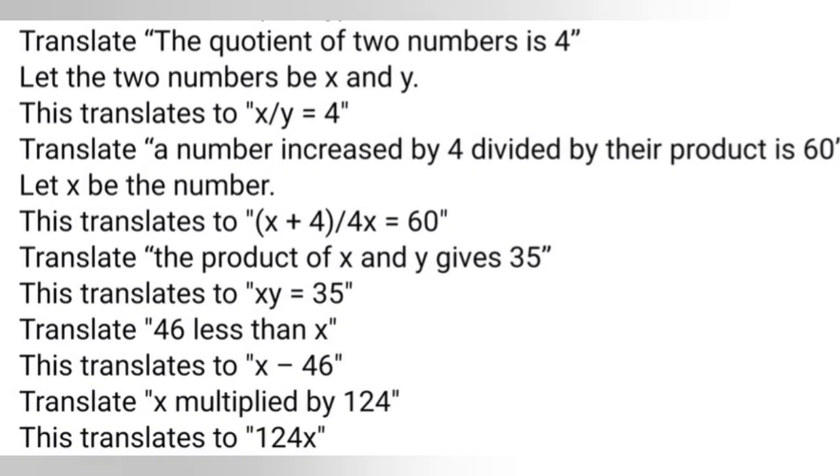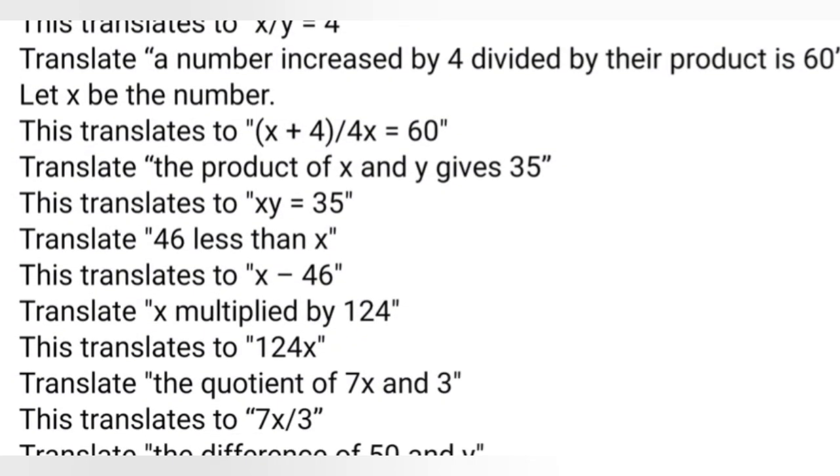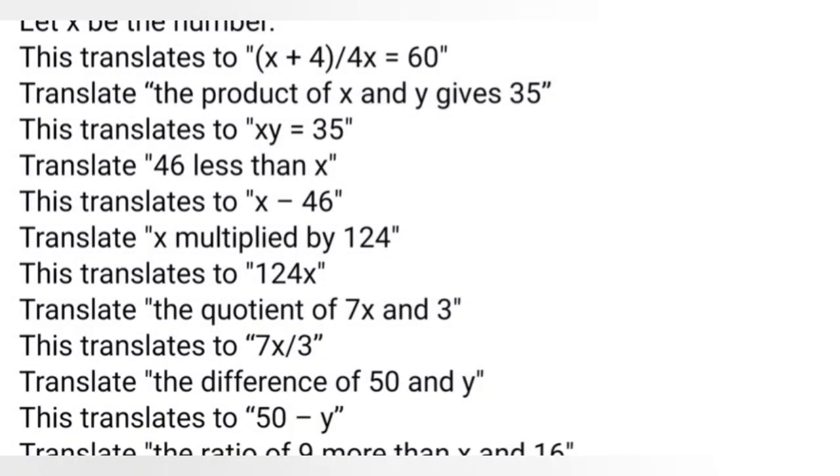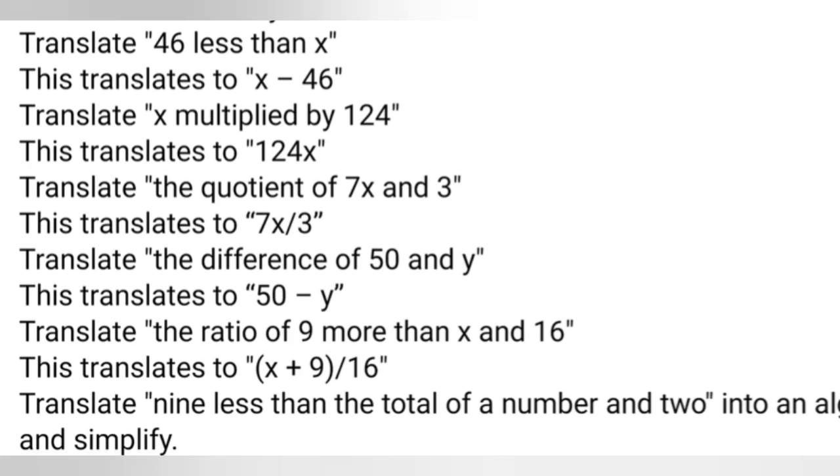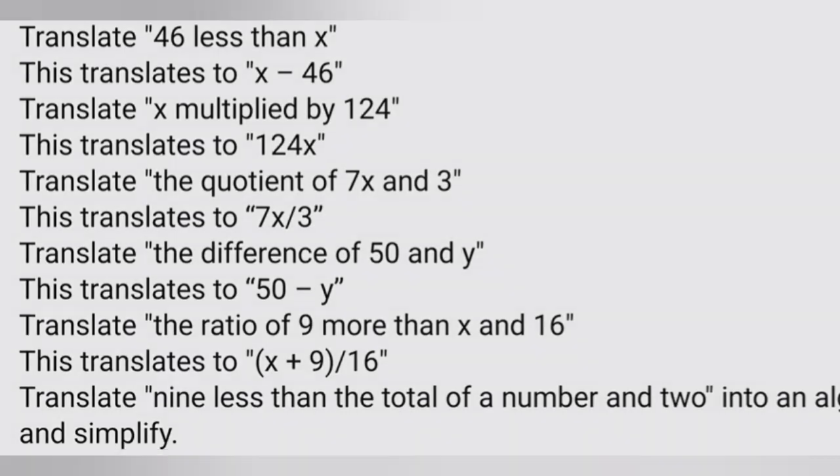The product of x and y gives 35. So xy equals 35. 46 less than x, so that means x minus 46. Less than, again, work backward. x multiplied by 124, so 124x. The quotient of 7x and 3, so that's 7x divided by 3. The difference of 50 and y, so 50 minus y.